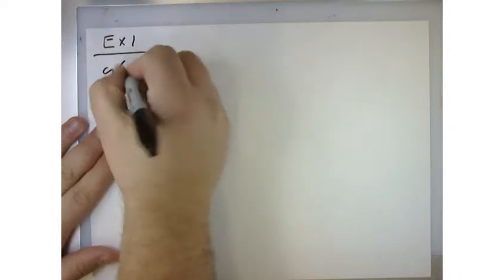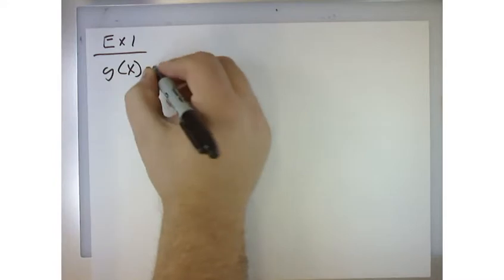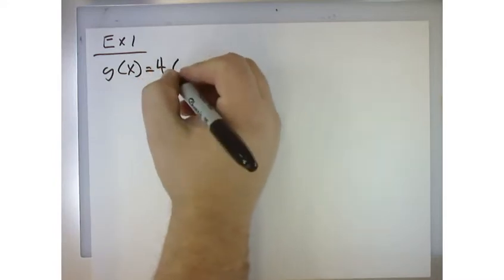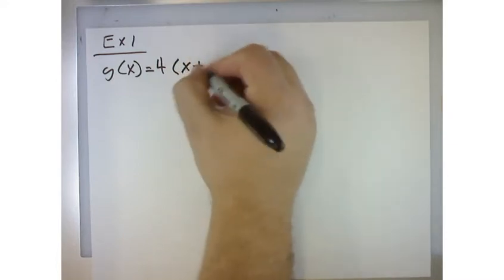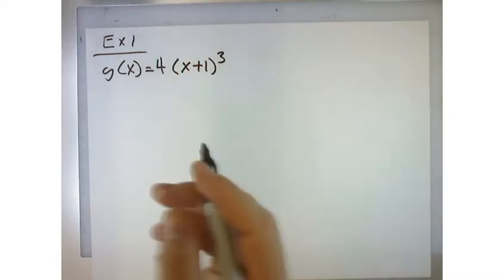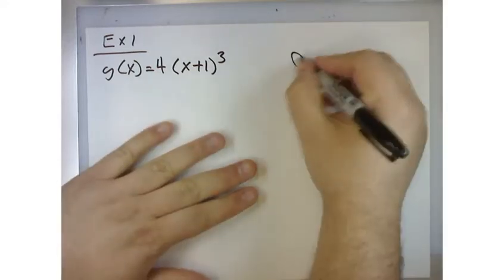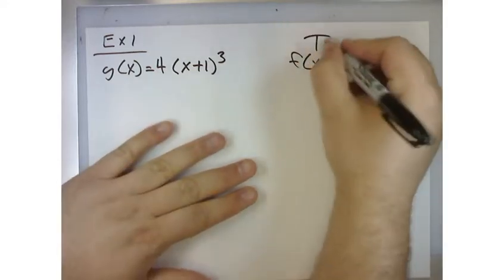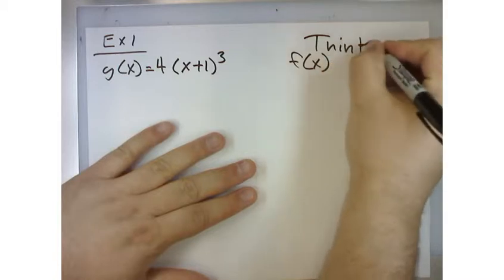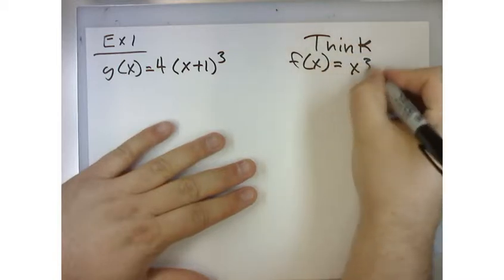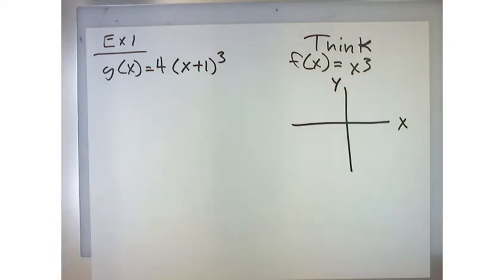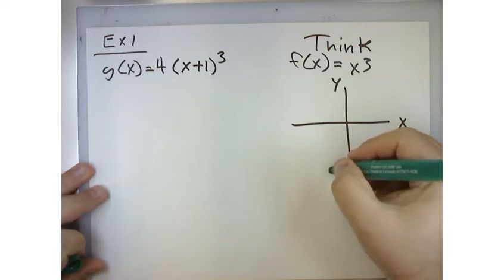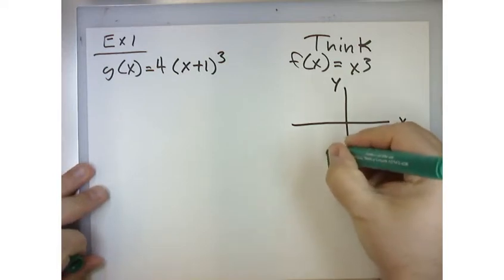Number 1 out of the textbook, when they give us g of x is equal to 4 times the quantity of x, and it's plus 1, not minus 1. I wrote it down wrong. What we need to be thinking in our mind is that f of x equals x cubed looks like this.